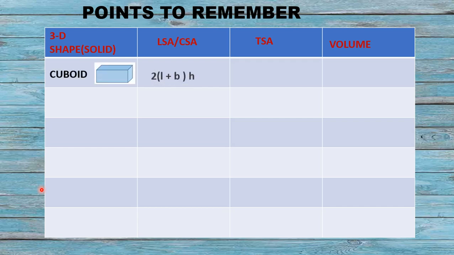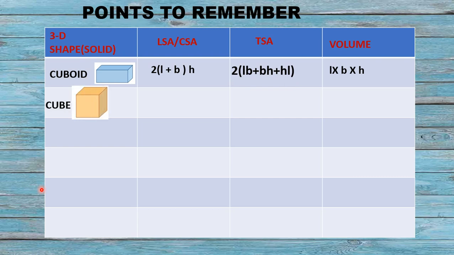Cuboid: its lateral surface area is 2(L + B) into H. Total surface area is 2(LB + BH + HL), and its volume is L into B into H. Cube: its lateral surface area is 4a square. Total surface area is 6a square. Volume is a cube.